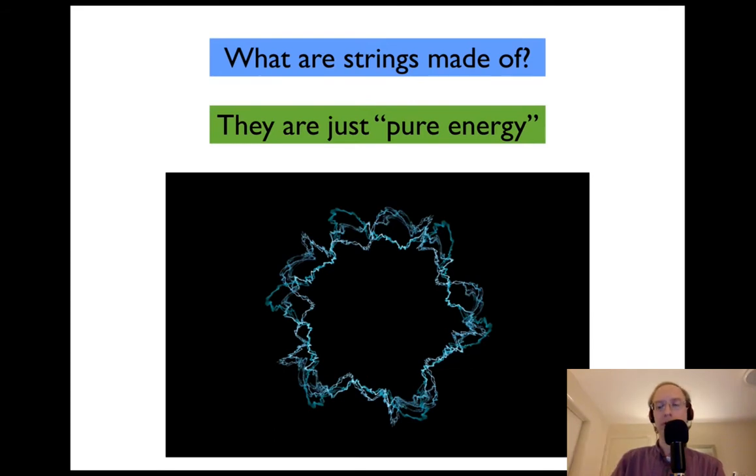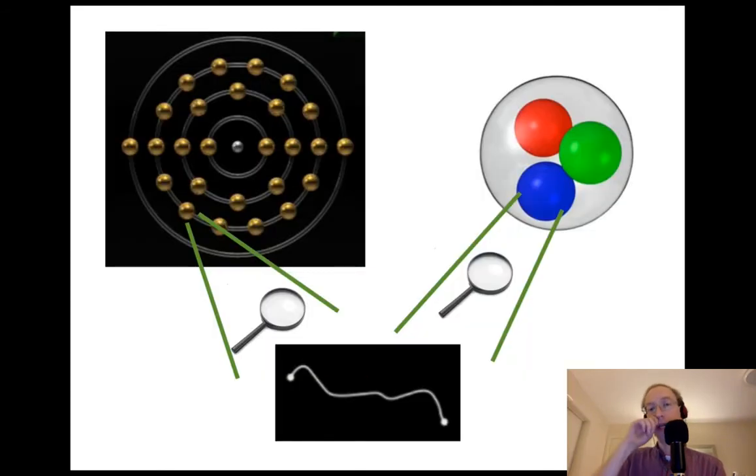However, why do we call them strings? Well, because the way they move is very similar to a string. In particular, the idea of string theory is that the electrons and the quarks are made of the same type of string.